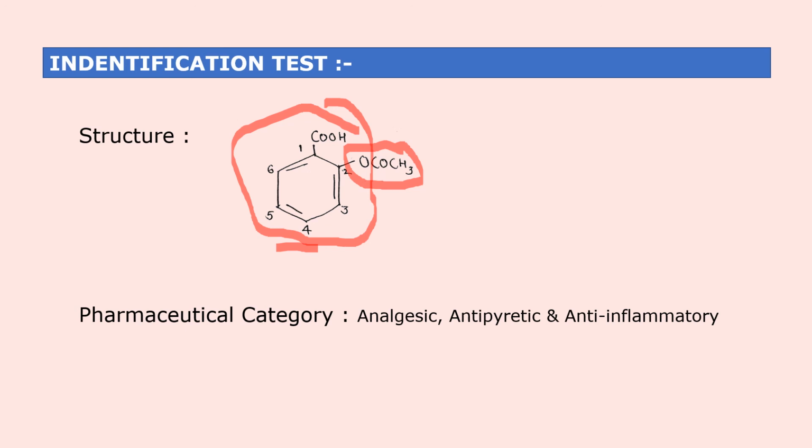Category of aspirin is analgesic, antipyretic and anti-inflammatory. Analgesic, which relieves the pain. Antipyretic, which reduces the elevated body temperature. Anti-inflammatory, used in treatment of inflammation. Aspirin is a drug which can be used in treatment of pain, pyrexia and inflammation. That is your pharmaceutical category.